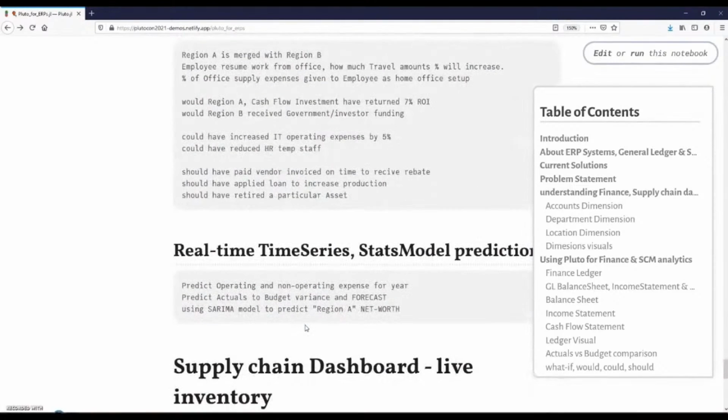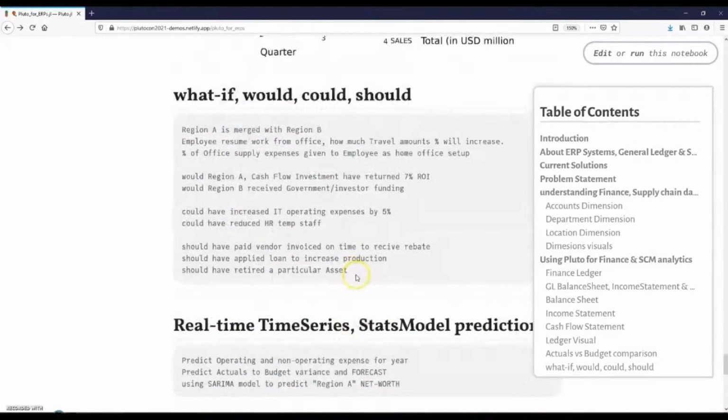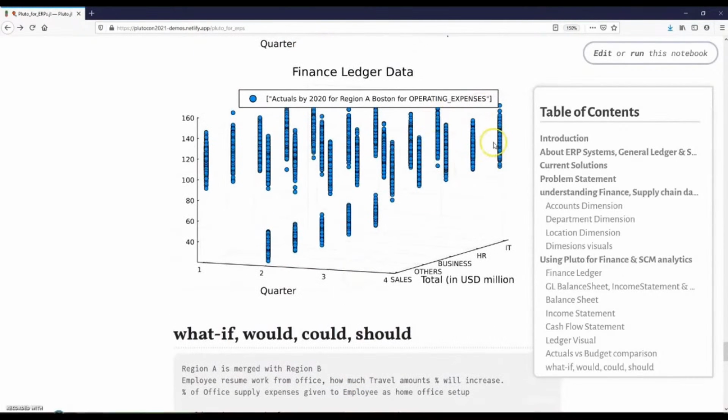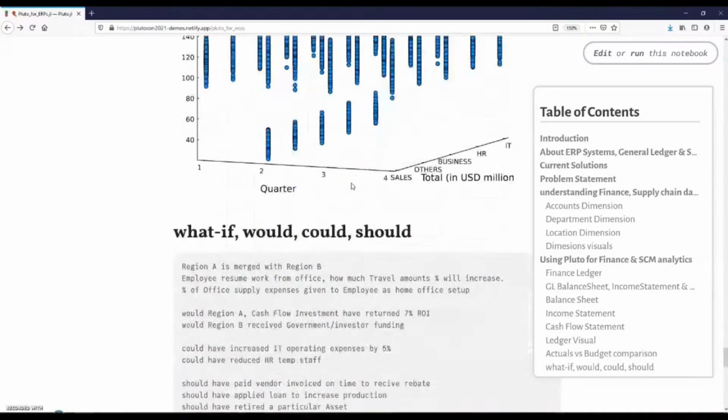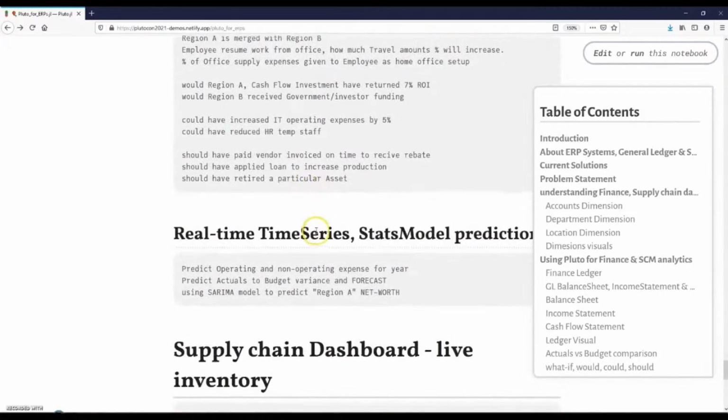There are other things I have done, very cool, like operating and non-operating expense for the year. How do you predict that? It's simple, because ledger data is mostly time-based, so time series is a very good model. We created a lot of time series and state models. Once you have those models and you plot them, that's what I was referring to when I talked about the forecast ledger. You have the actuals ledger, the budget ledger, and the forecast ledger. All the forecasting data we are using comes from the time series model.